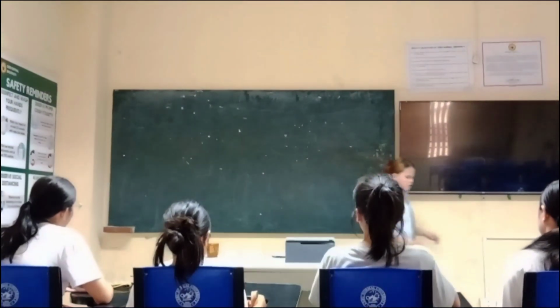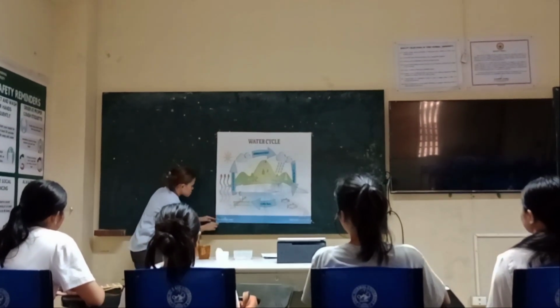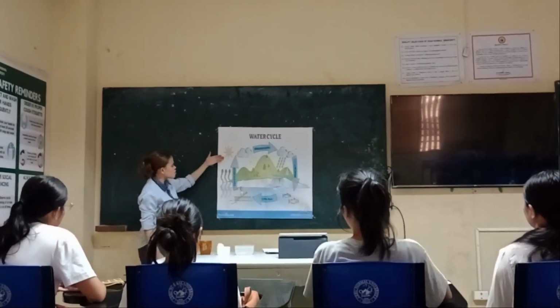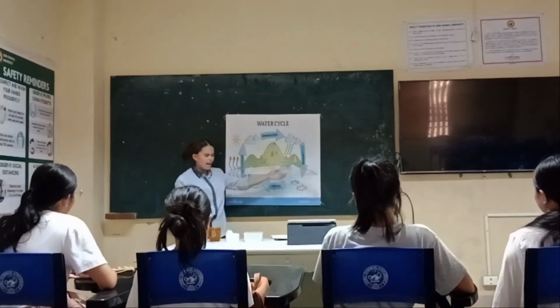Let me present to you our water cycle diagram. Now, children, what have you observed in our diagram? You see the sun, there's a cloud, there's a river, there's rain, yes, there's a man.